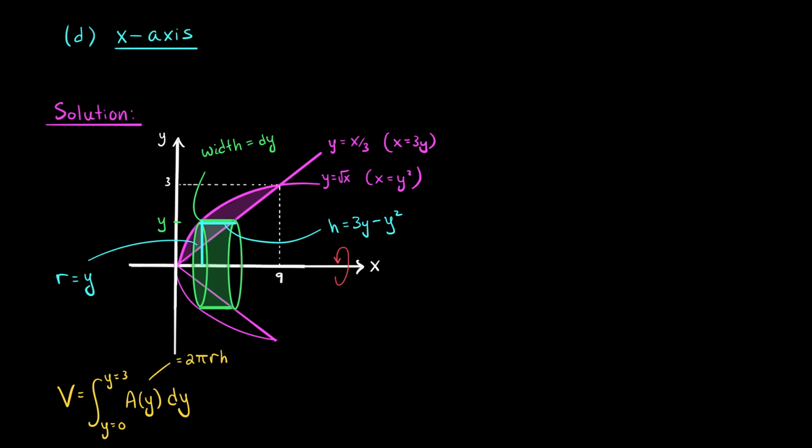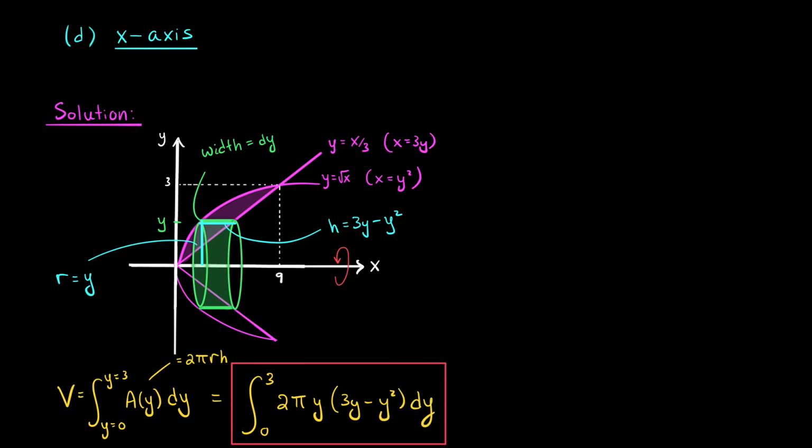Thus, the volume of our solid is given by the integral from y equals 0 to y equals 3 of 2 pi rh, where r is y and h is 3y minus y squared. Now, folks, was this really the easiest approach for solving this problem? No way. It would have been way easier to actually use disks and washers because that would allow us to stick with functions of x.